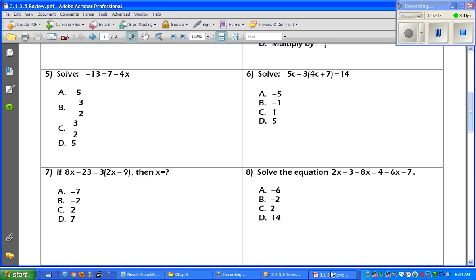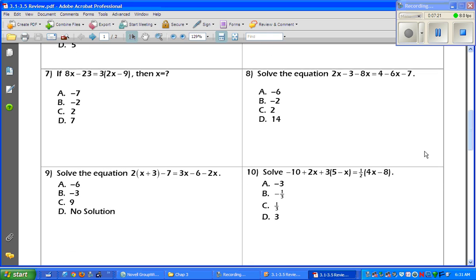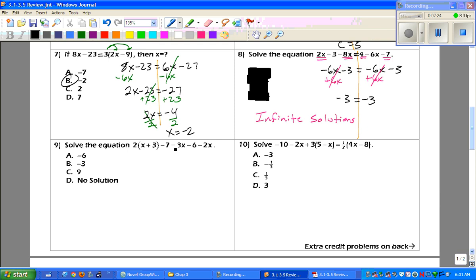All right, number 9. Once again, my equal signs are disappearing. All right, so we need to distribute the 2. And we get 2x plus 3 minus 7 equals 3x minus 6 minus 2x. Let's combine like terms. We get 2x plus negative 4, and Miss Carranza made a change that that's just supposed to be an x. Combine your like terms over there.